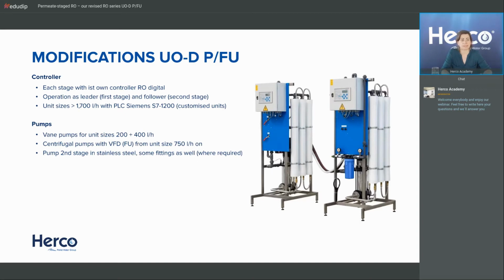If you look at the pumps, you saw already in the slide before that we have 2 systems. The smaller units with a cover, these are equipped with the vane pumps, the small pumps. And the larger units, such as the one you see here, they are equipped with a variable frequency drive pump. The pump of the second stage is for both versions, vane pump and centrifugal pump, in stainless steel. We need that because we have already a relatively low conductivity, so the water is more aggressive, so to say.